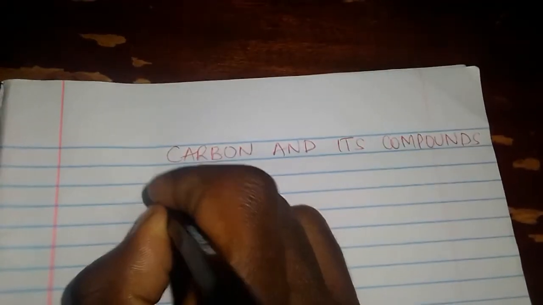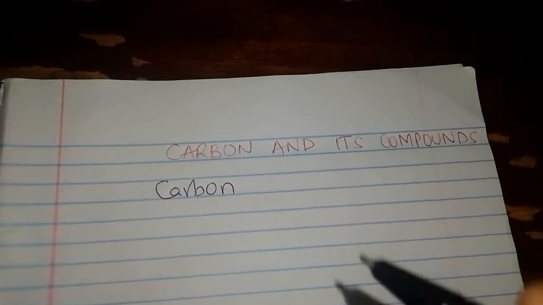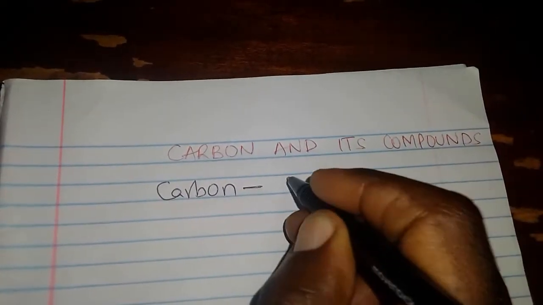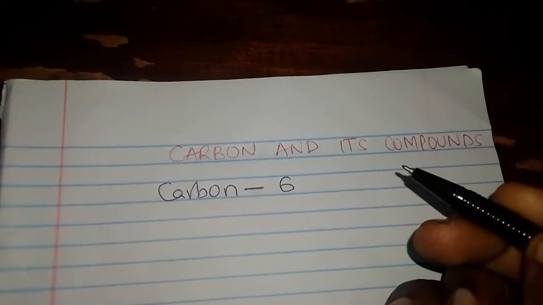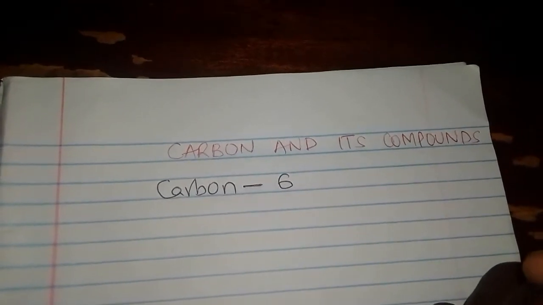Carbon and its compounds is a very important topic in as far as our Kenyan curriculum is concerned. It positions itself as the last topic in Form 2, and I'm going to discuss this topic in detail. First, take note that carbon is an element found in the periodic table, and it is number 6 in its position in the periodic table.